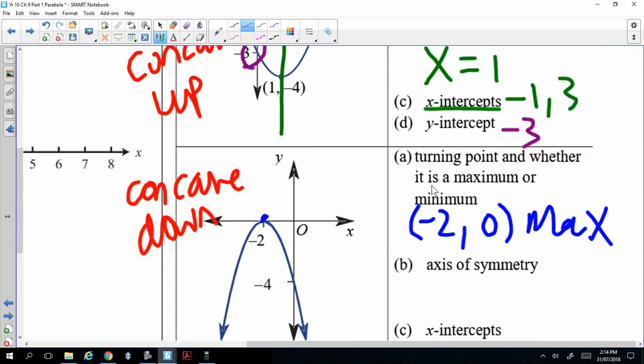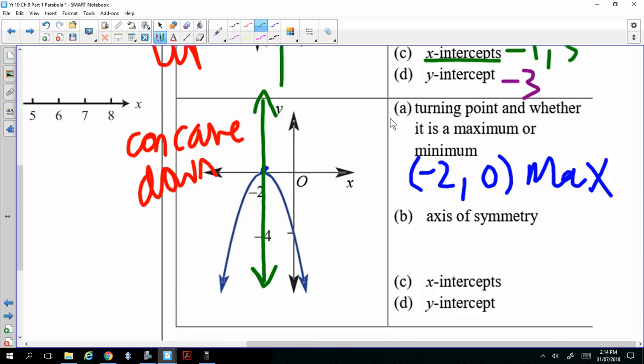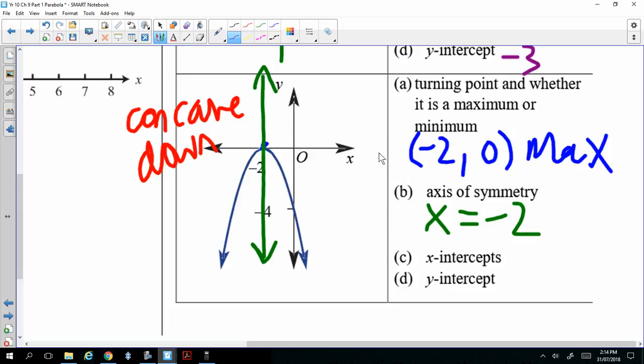Let's work out the axis of symmetry. So, Jasmine, what's the axis of symmetry equation? X equal to, very good, -2. Let me ask another student. Jason, what's the x-intercept? Very good. For this one, there's only one x-intercept. Next one. Irina, what's the y-intercept? -4. Good. All right. Well done.